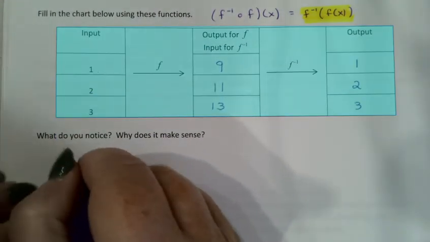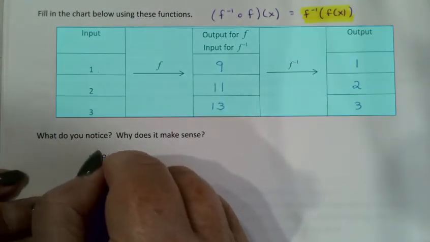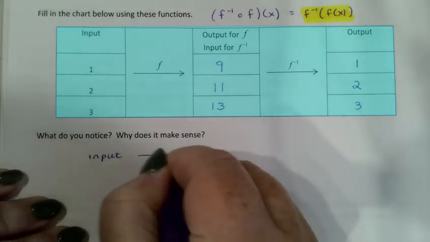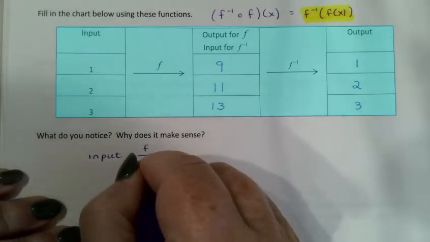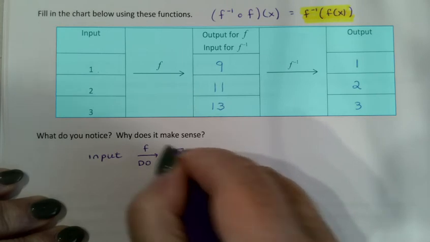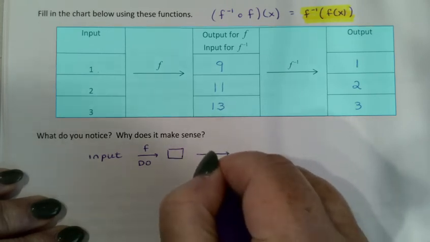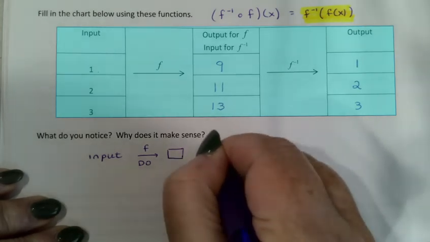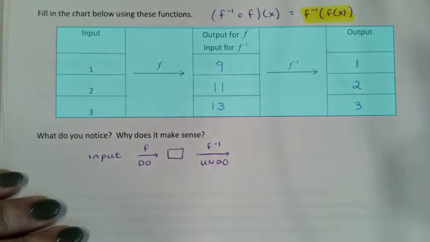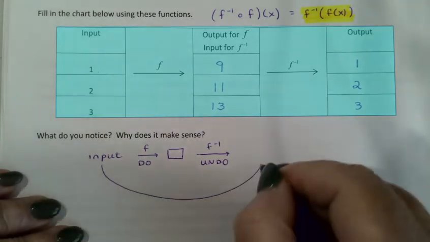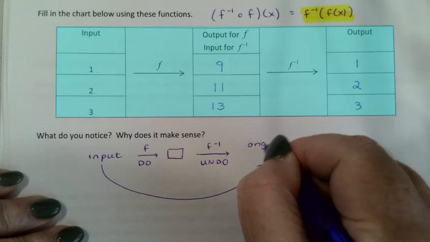So, whatever our input is, we do something with f, and then we undo it with f inverse, and we're back to our original input again.